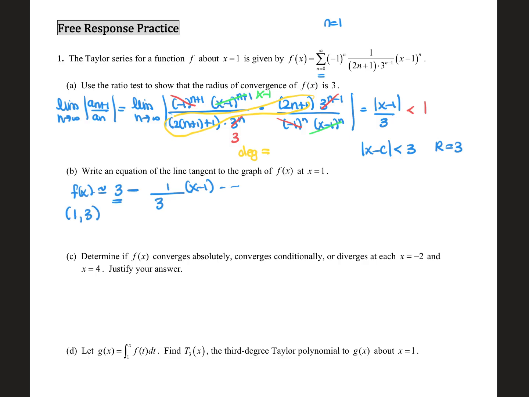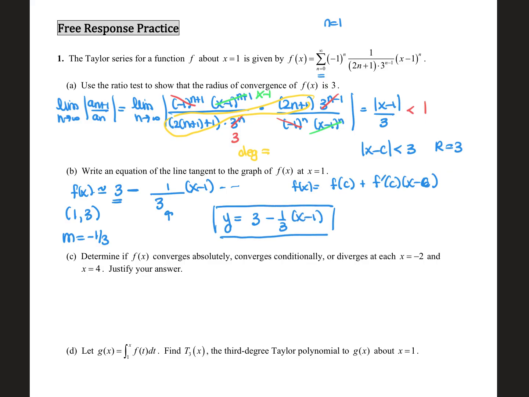That's my constant. Remember, when you build the Taylor polynomial, the first thing is f of whatever value it was. The next one was the first derivative at that value, and so on and so forth. So now I know my slope right here is in fact going to be negative 1/3, because that's your first derivative. So then your tangent line would be y equals 3 minus 1/3 times x minus 1.